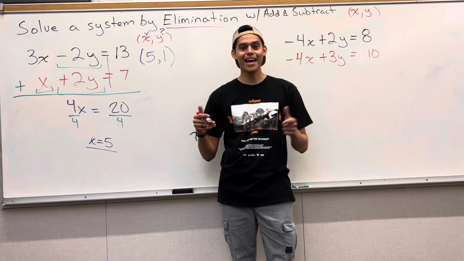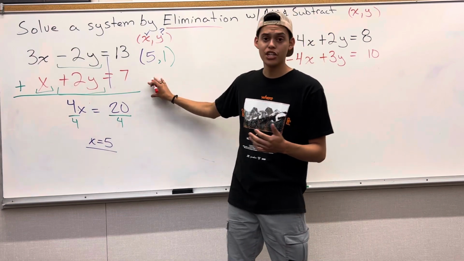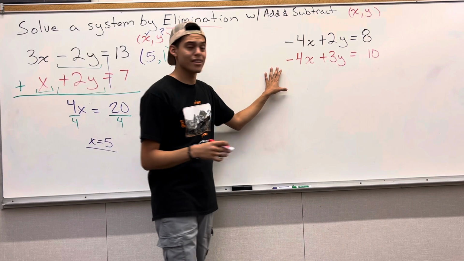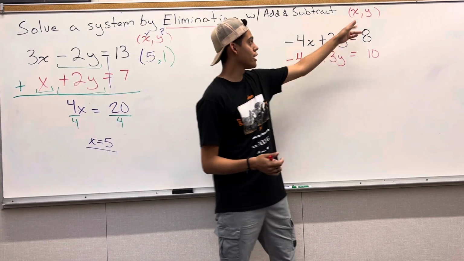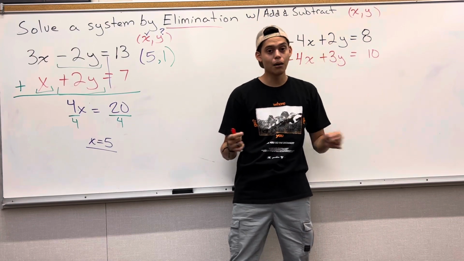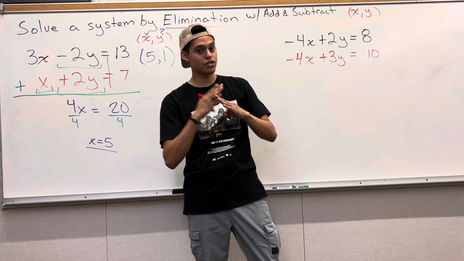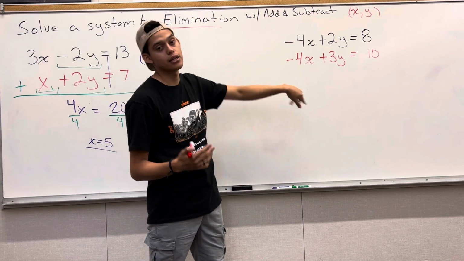Alright, today we're going to be working on solving a system by elimination. In the previous video we did addition. Now today we're going to be dealing with subtraction. We're going to be solving the system, these two equations, finding the point of intersection. We're going to find that coordinate point, the x comma y, where these two lines intersect on a graph. And today we're going to be solving it with subtraction.